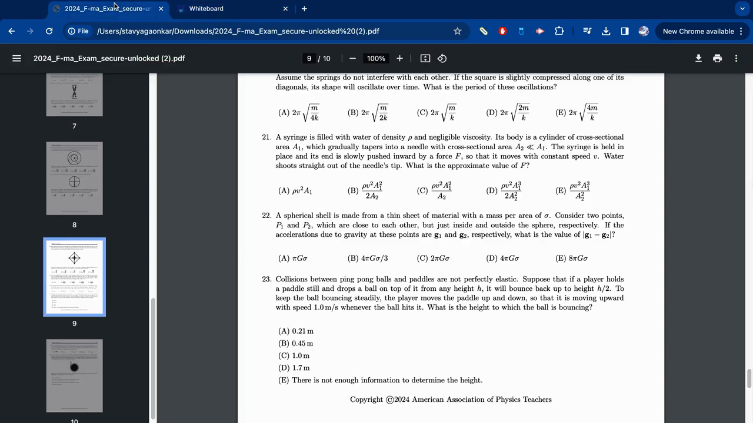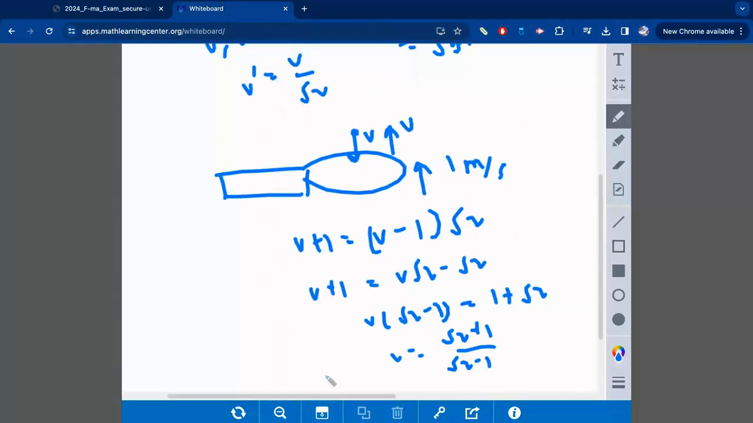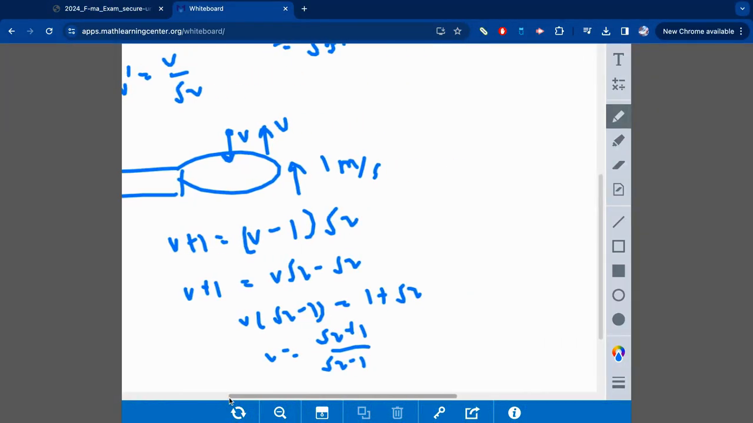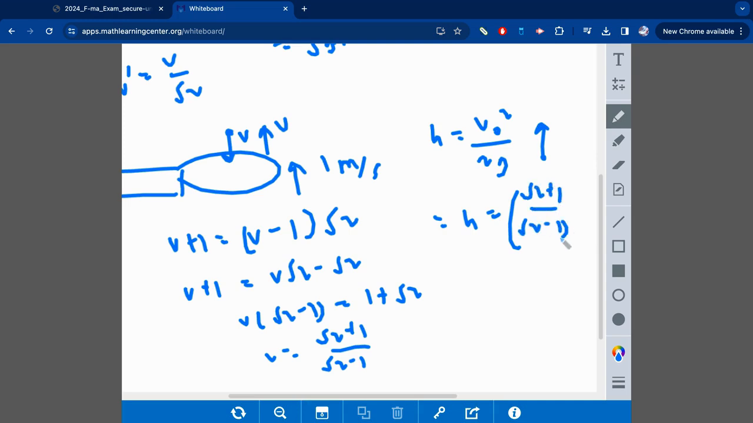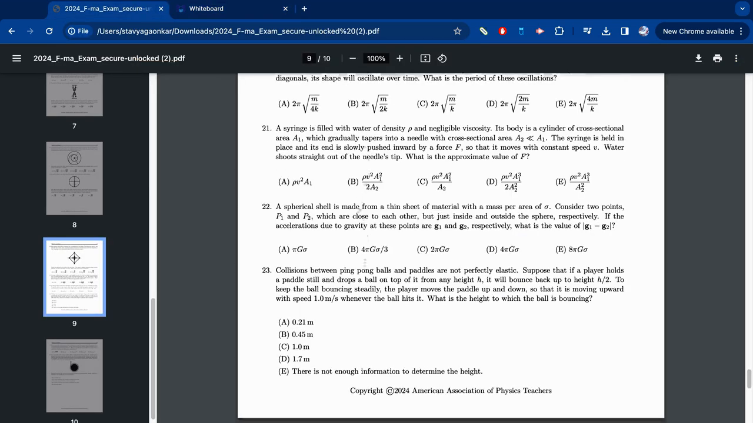And then we're asked to find the height to which the ball is bouncing, which we can easily find by using the equation h equals v0 squared over 2g if it's thrown straight up. So h is going to be this whole thing squared over 2g. And if we use our calculators, we should get something around 1.69, which gives us D.